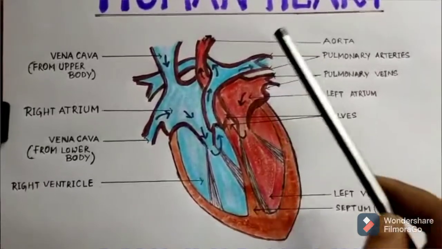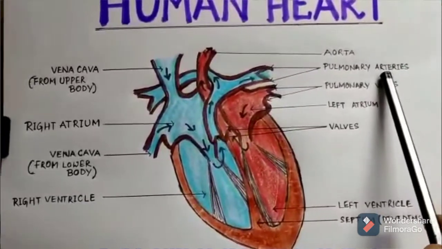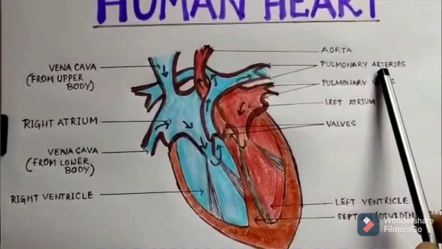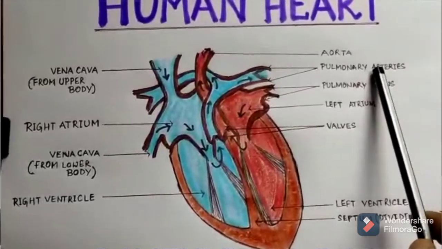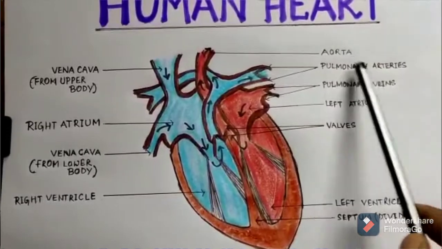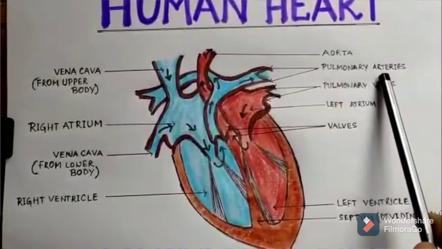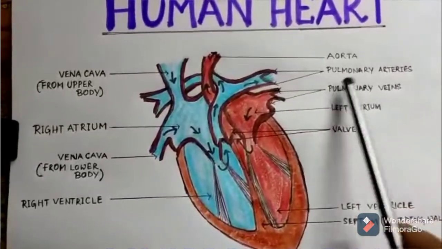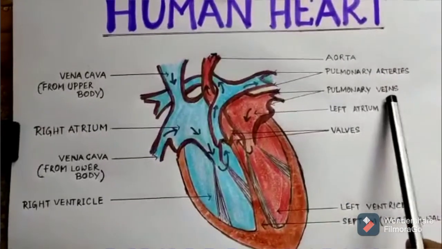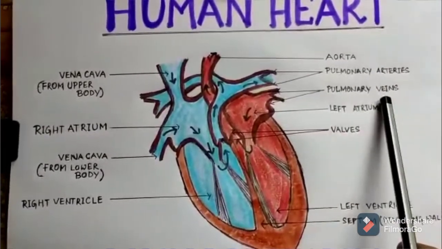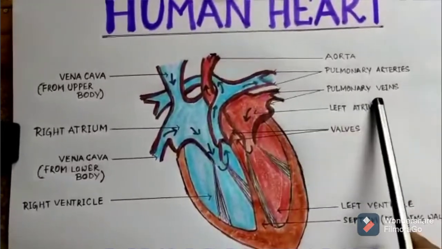You can see here I have labeled the pulmonary artery. The function of an artery is to carry which blood? To carry the oxygenated blood. But here is an exception. This pulmonary artery carries the deoxygenated blood instead of oxygenated blood. Clear? Pulmonary vein. A vein always carries what? The deoxygenated blood. But the pulmonary vein is an exception, which carries the oxygenated blood instead of the deoxygenated blood.